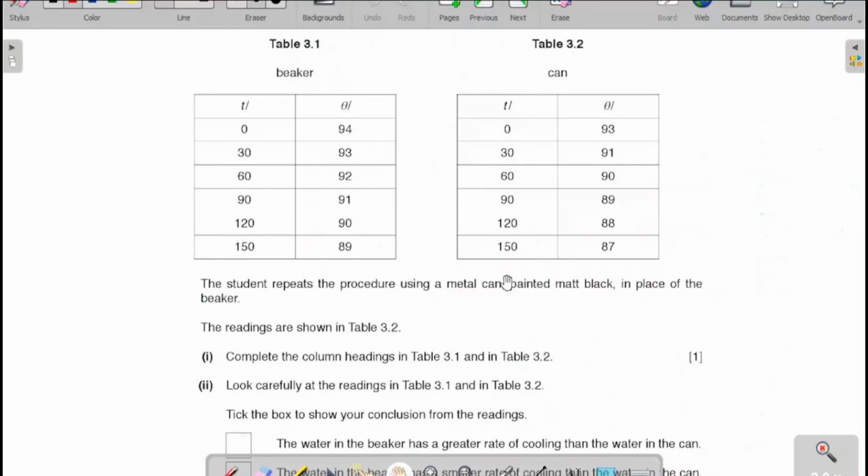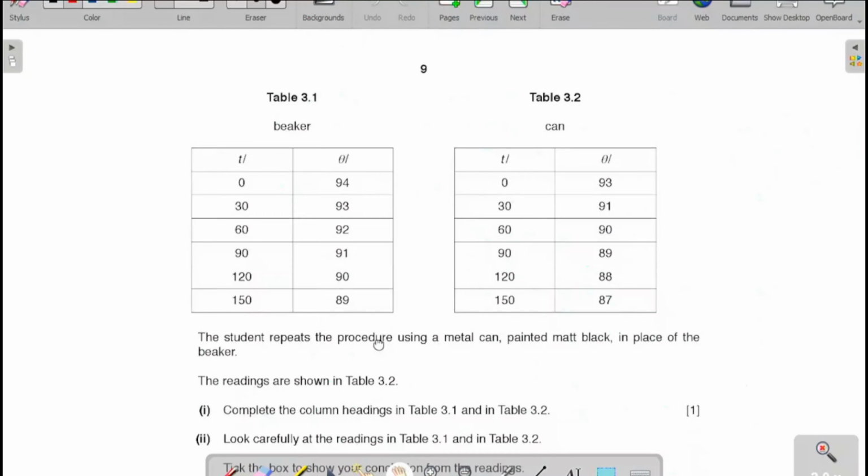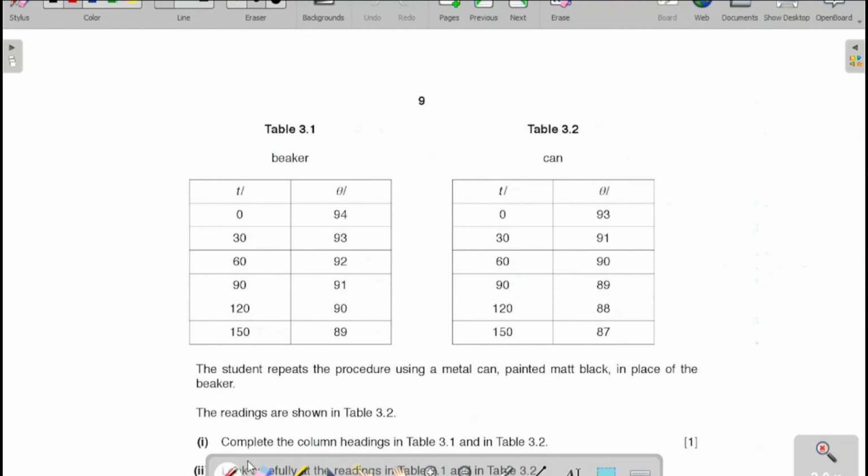The student repeats the procedure using a metal can painted matte black in place of the beaker. The readings are shown on the table. Complete the column headings in table 3.1 and in table 3.2. How do we complete the column heading? You have to write the unit of time in seconds. It should be small s anyway.